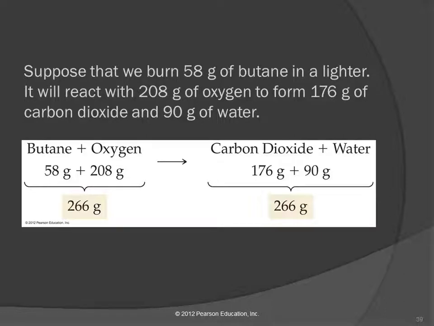Atoms can't appear and disappear either. However many atoms you have to start with, you have to end up with. And so the mass of all the products together is the same as the mass of all the reactants together. And that's a very important concept.